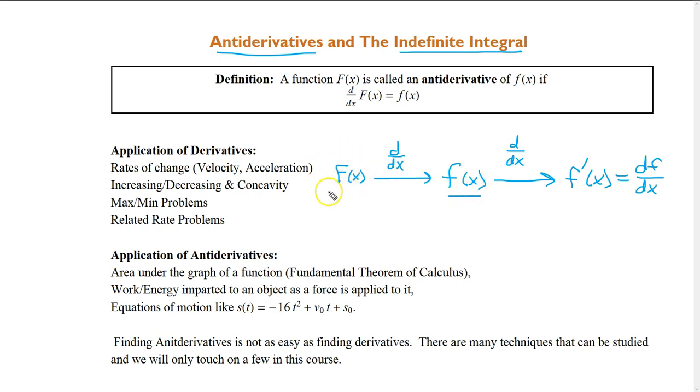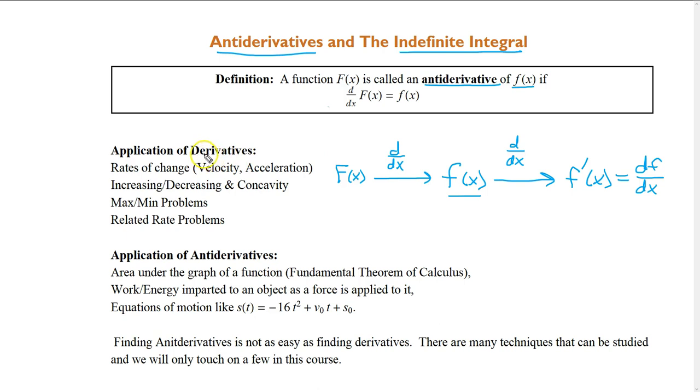We call the function capital F then an antiderivative for the function little f. And that's our definition up here. So a function capital F of x is called an antiderivative of a given function little f if the derivative of capital F equals little f, the function that you're given. So that's what an antiderivative is. It's sort of going backwards.